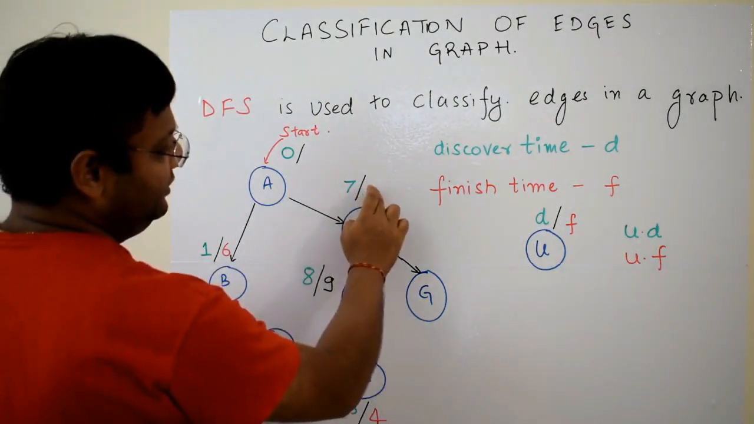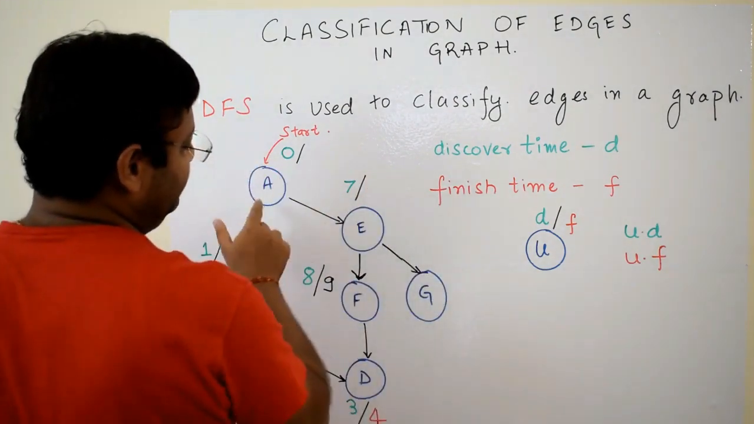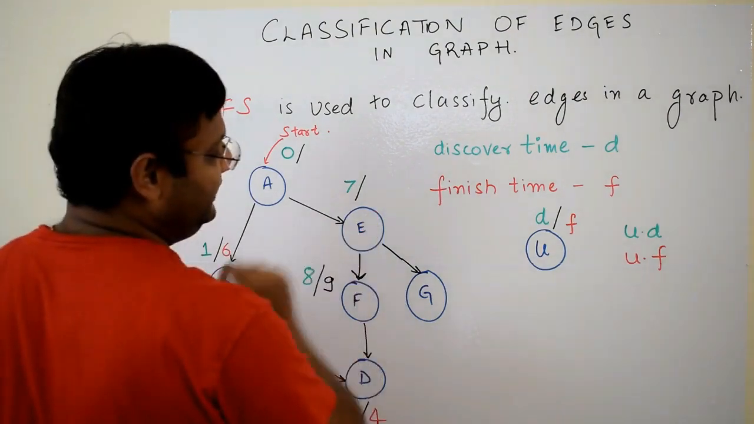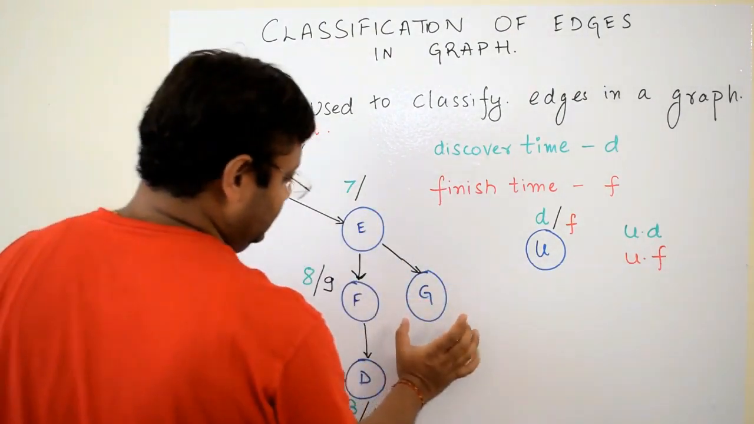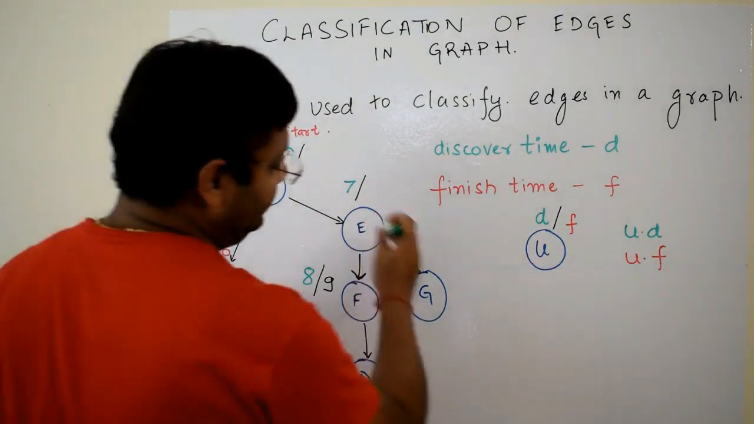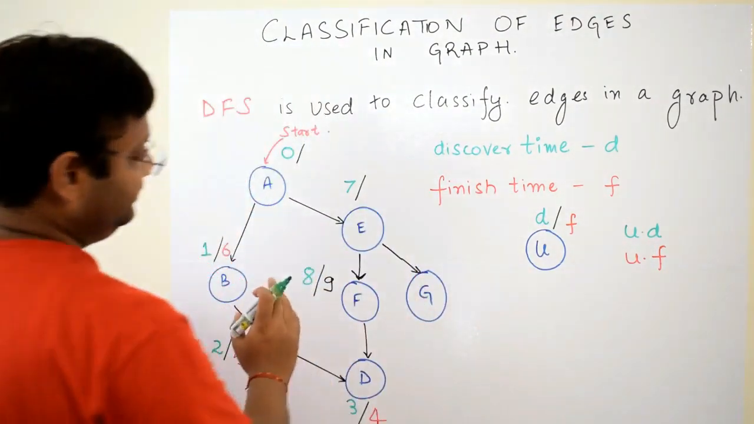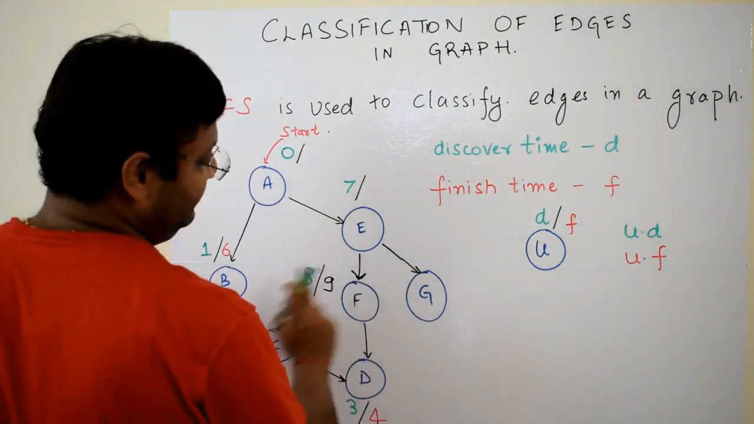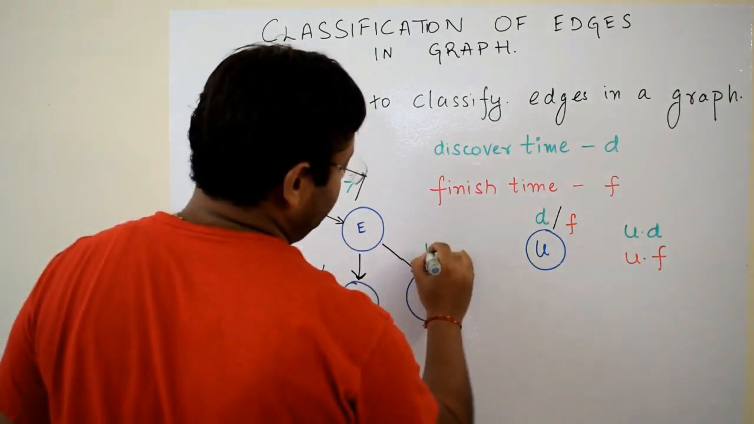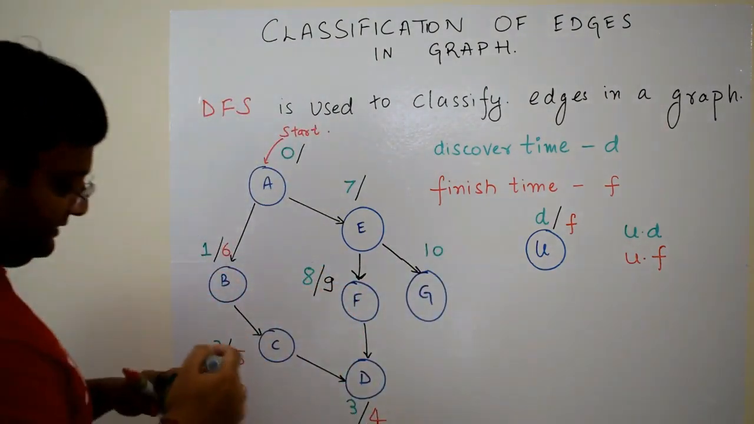Now for E, come to E and tell me, can I mark it 10 here? No, just the same logic as we have seen at A, the same logic will apply to E, because there is one more node still yet to be discovered, and that is G. So I'll proceed to G. And now, what will be the discover time of G? At 9 I'm here, so at 10 I'll discover G.